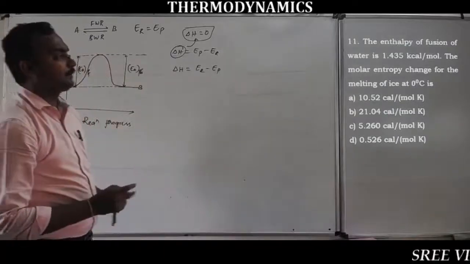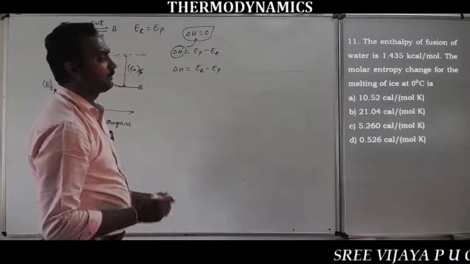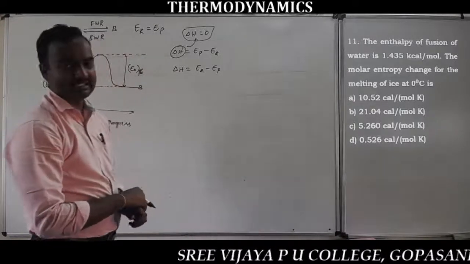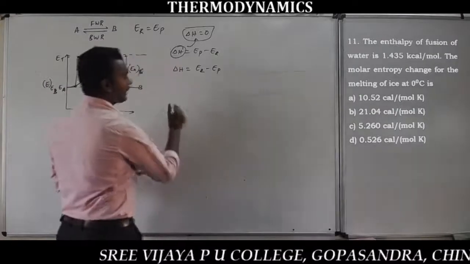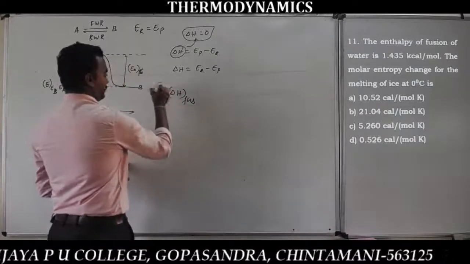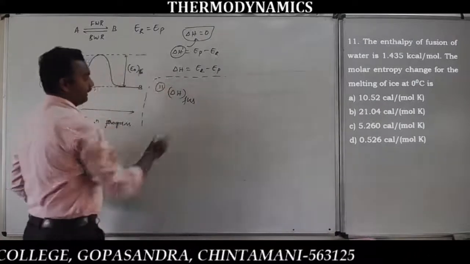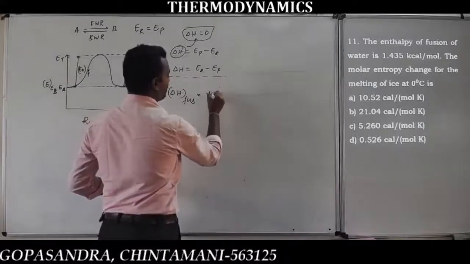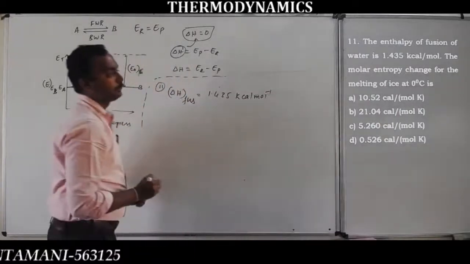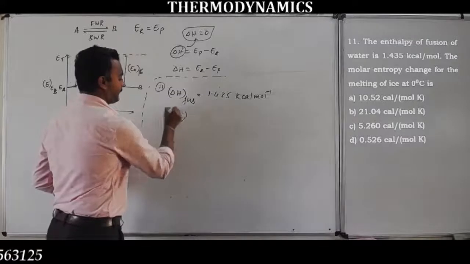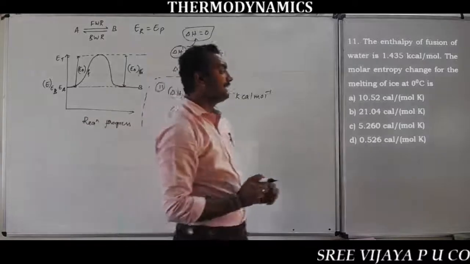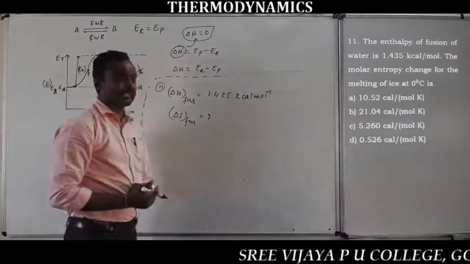Next, the enthalpy of fusion of water is 1.435 kilocalorie per mole. The molar entropy change for the melting of ice at 0 degrees Celsius is asked. So here is the enthalpy change of fusion, delta H fusion. This is question number 11. That is equal to 1.435 kilocalorie per mole. For the molar entropy change, you have to calculate delta S fusion, the entropy, for the melting of ice at 0 degrees Celsius.